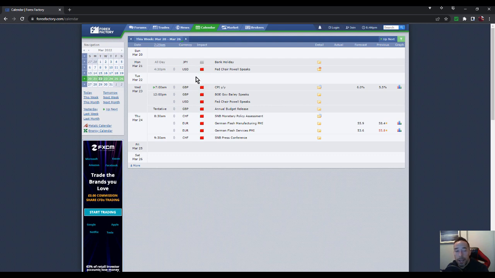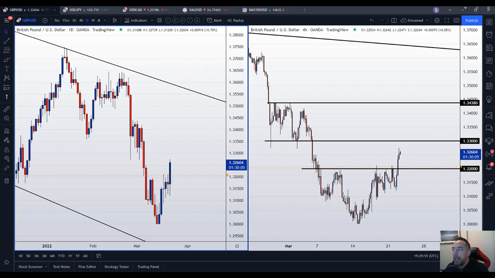So for instance, if there was a bank holiday in the USA, then potentially the afternoon session here in the UK would be a little bit quieter because there'd be less liquidity in the market. So I always have the bank holidays, the grey marker, non-economic news, ticked as well. So a little bit of information there for you, forexfactory.com/calendar.